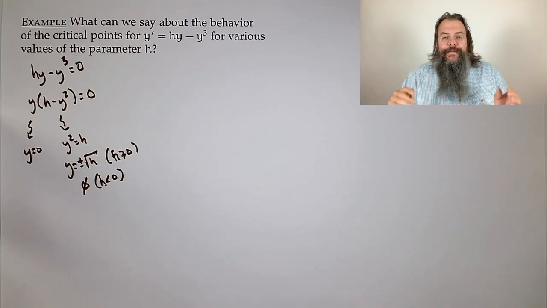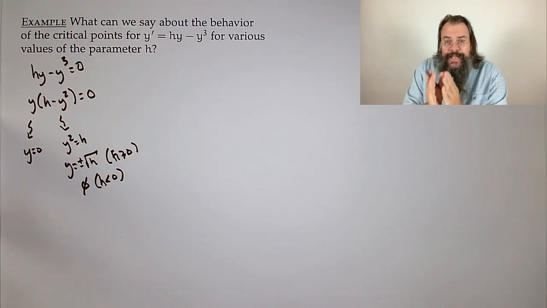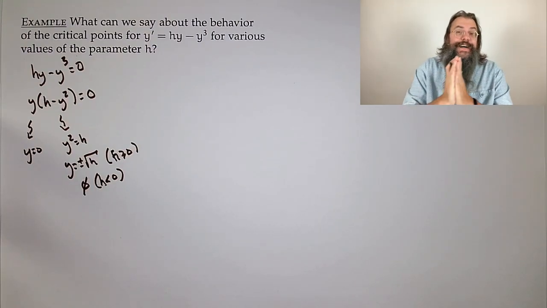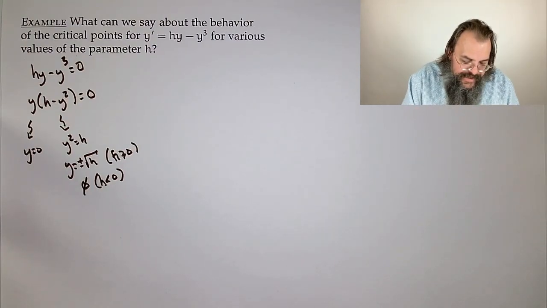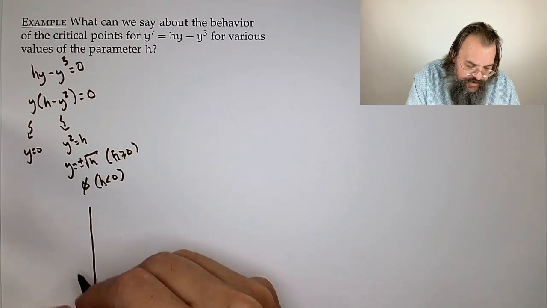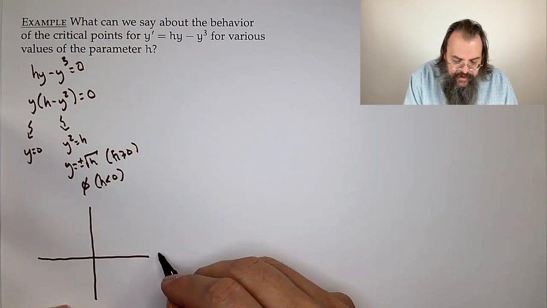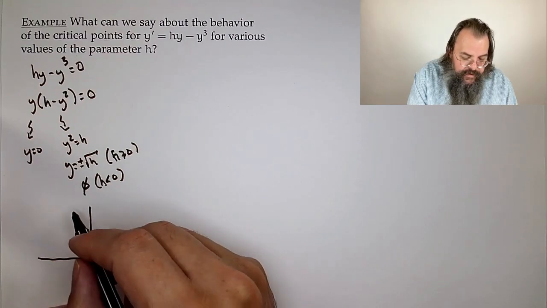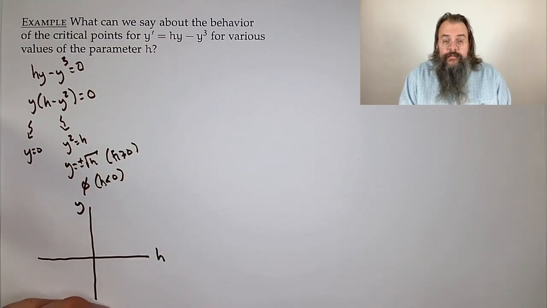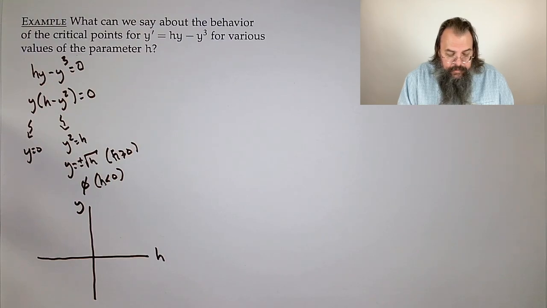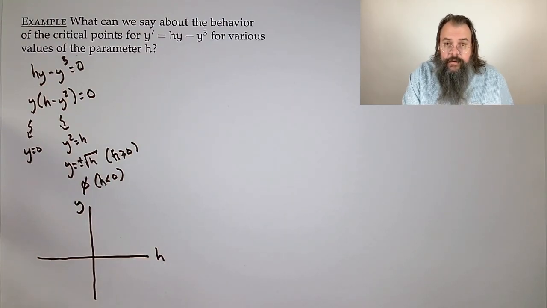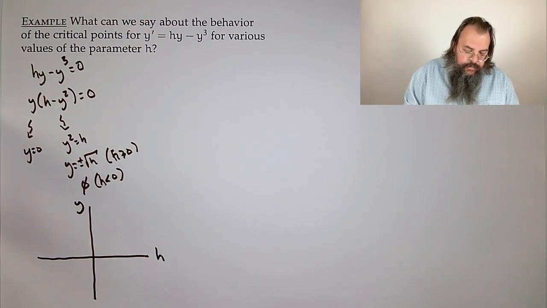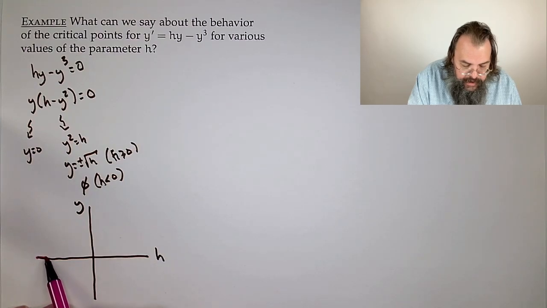Okay, so we have where our critical points occur, and we say it depends on h. So what we're going to do is introduce another diagram. We're going to have to keep track of all these wonderful things going on. So I'm going to think of h here as being my axis. That's my parameter. And y is my other axis. And so what happens? Well, we see that y equals 0. Well, that's always a solution. So we'll plot that. So here's y equals 0.